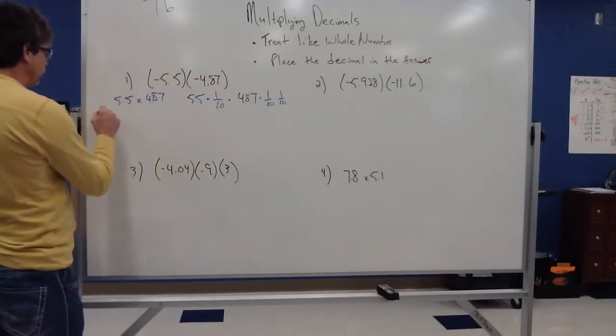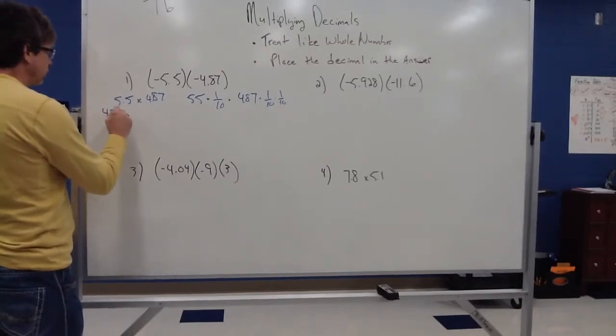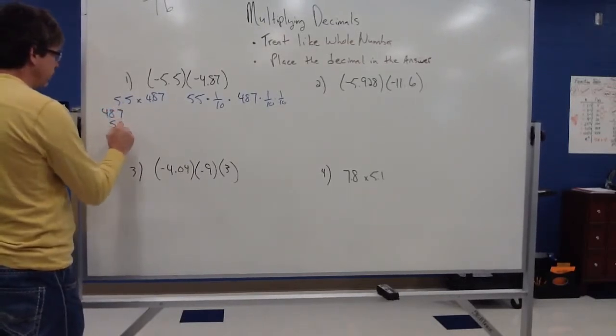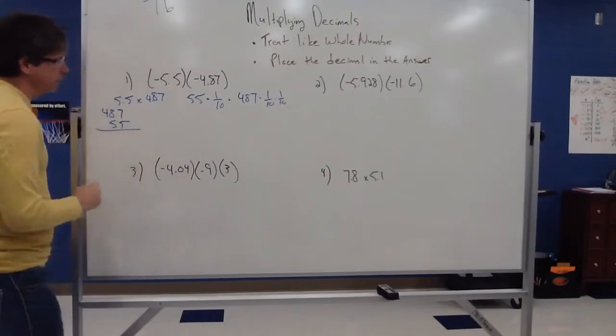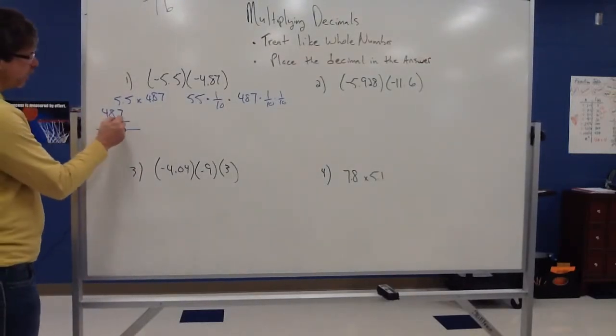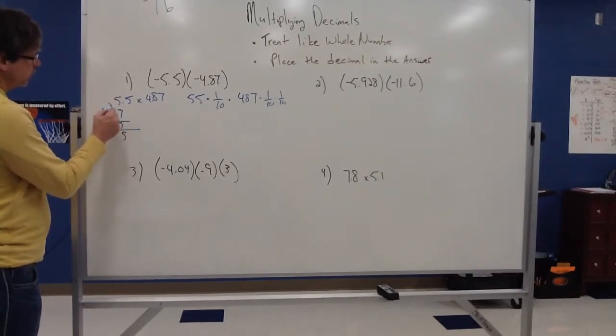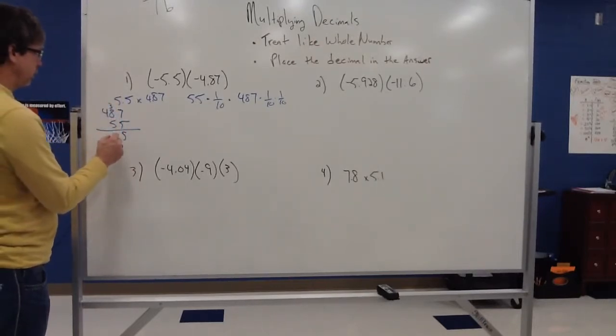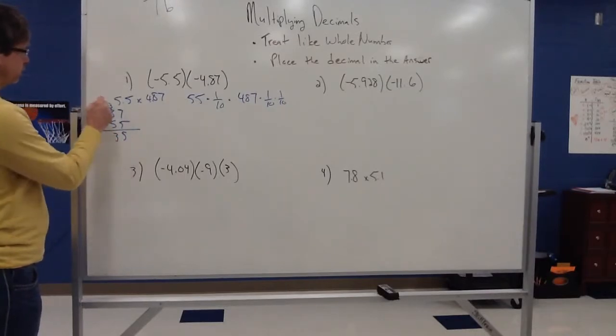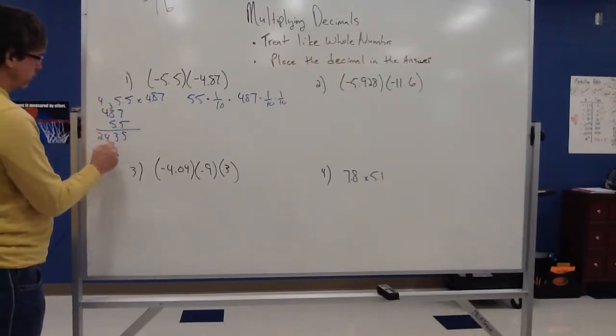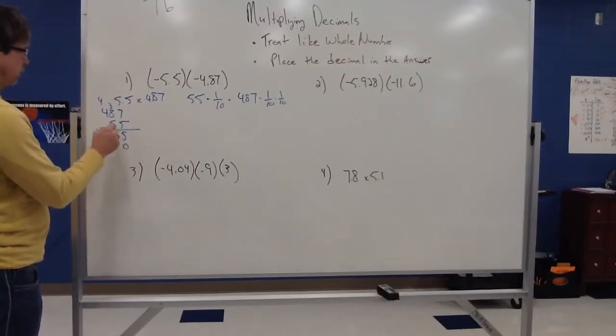So I could go using old school 487 times 55. Do the math like that. So 5 times 7 is 35. Carry my 3. 5 times 8 is 40, plus 3 is 43. Carry a 4. 5 times 4 is 20, plus 4 is 24. Put a 0 there.